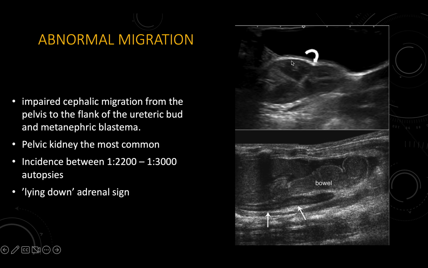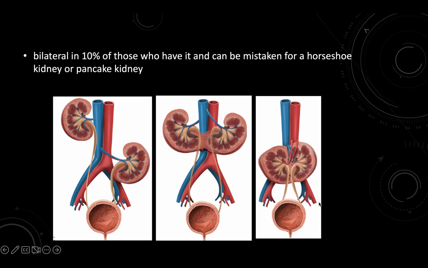And when you look at the renal fossa that is supposed to have the kidney, you do not see it, but you see the adrenal become more elongated. There's no longer a V-shaped or Y-shaped adrenal, and we call that the lying down adrenal sign, just because it does not have any support from the kidney inferior to it, and the renal fossa is occupied by bowel. 10% of the cases can be bilateral, and this can be mistaken for a horseshoe kidney, like this one. This is a horseshoe kidney or a pancake kidney. We will discuss this later. So this is just an example of a pelvic kidney with a normal contralateral side.